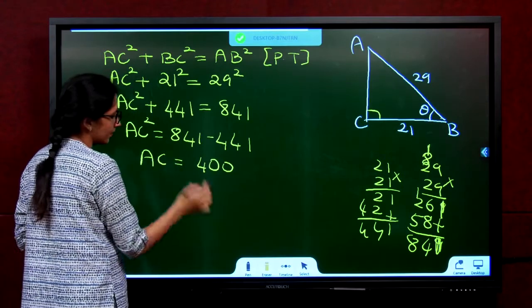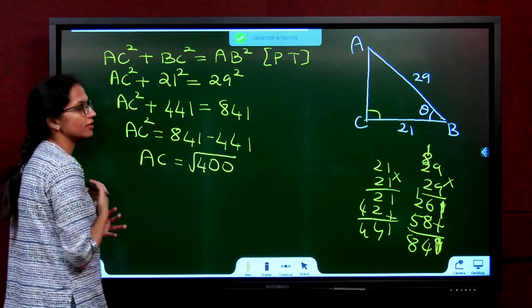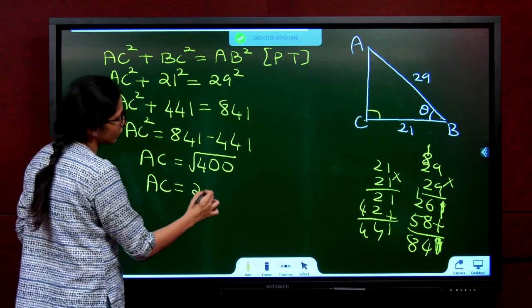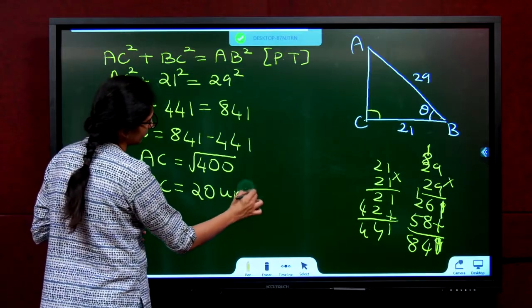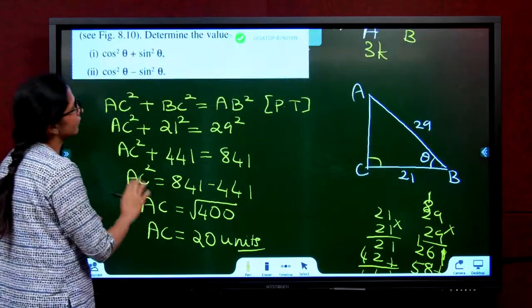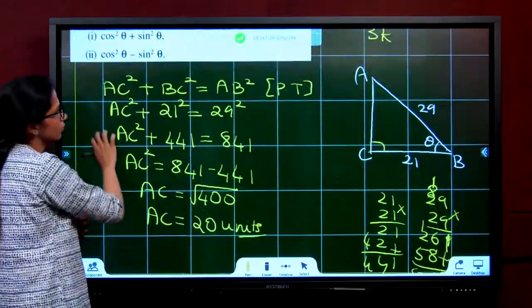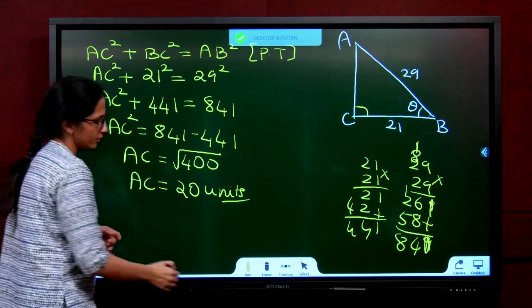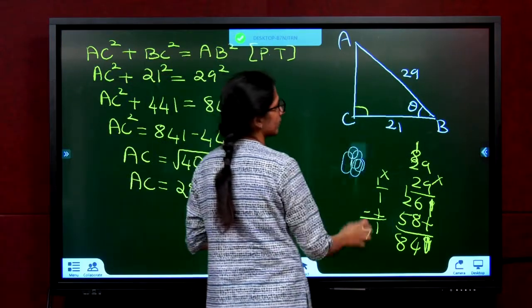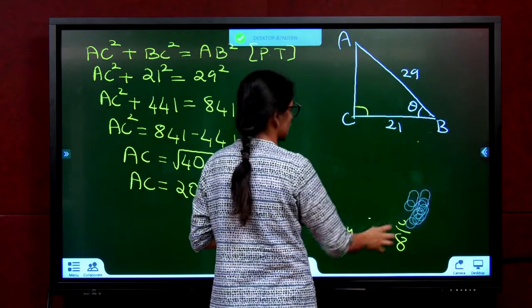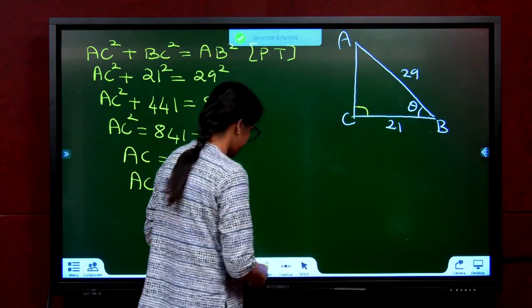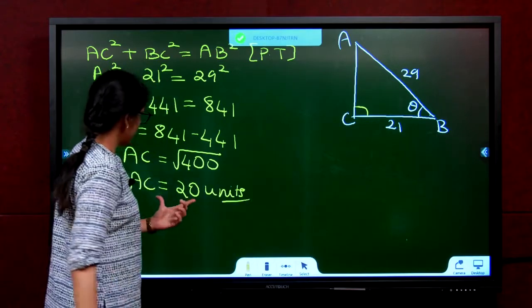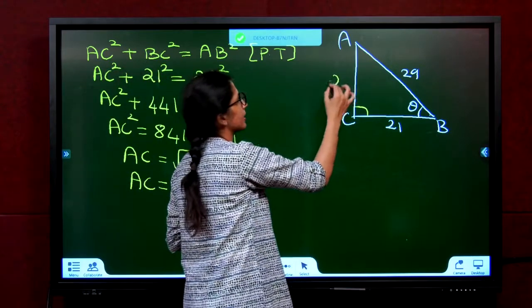Shift the square that side, plus or minus root 400. Ignore the negative sign because side length cannot be negative. AC is found to be 20 units. Have they said centimeter or meter in the question? They've just said units, so we will also use units in our answer. Now, they are asking with respect to sine and cos. So let us first find what is sine and what is cos. Mark it over there. AC is 20 units, so we'll mark AC as 20.